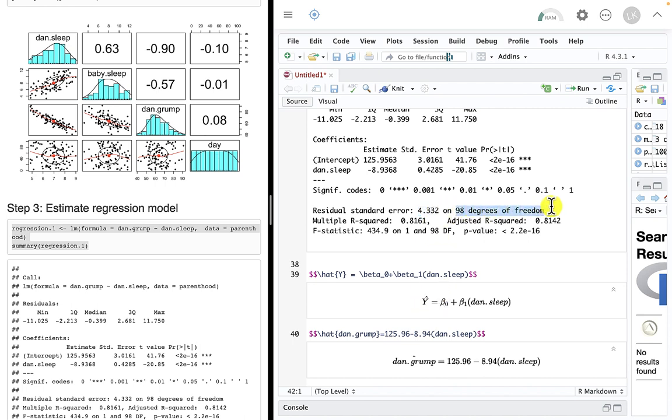On 98 degrees of freedom. So our degrees of freedom is going to be our number of observations minus our number of explanatory variables minus 1. All right, so we have k explanatory variables, in this case 1, but we also have an intercept. So it's basically our number of observations minus the number of parameters that we estimate. And the number of parameters are 1, 2. All right, so we had 100 observations. 100 minus 2 is 98.